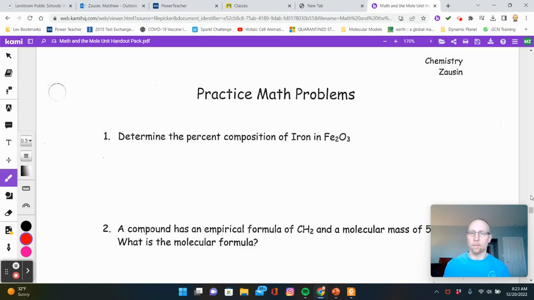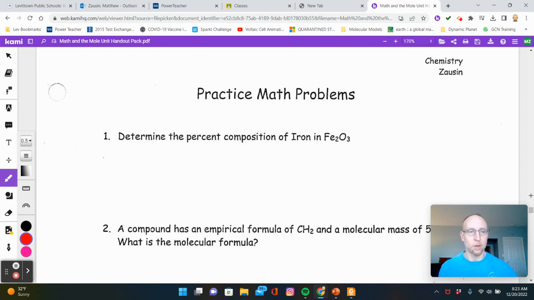Hello again, everyone. So I just want to take a little time and go over the Math in the Mole review work at the end of the packet. So it's pages 11 through 14. Let's take some time and go through these problems, and maybe if you had any issues, this might clear that up.